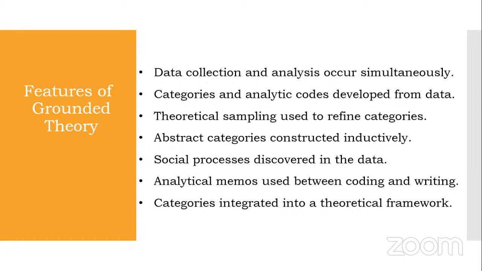Here we talk about something called theoretical sampling. I'll discuss it in a little more detail in a short while. What is theoretical sampling? Once the data collection and analysis are done, categories and analytic codes are developed from the data. I'll give you certain demonstrations of how we can build analytic codes from the raw data itself. Then theoretical sampling is used to refine categories.